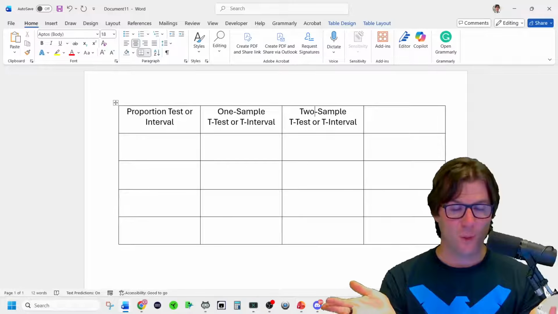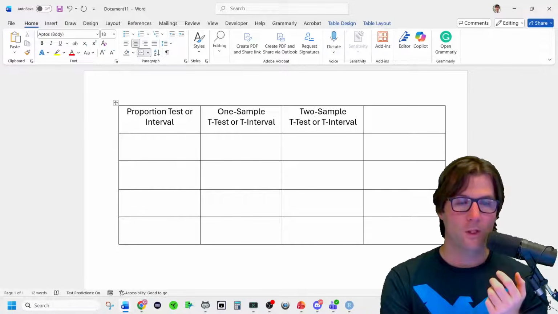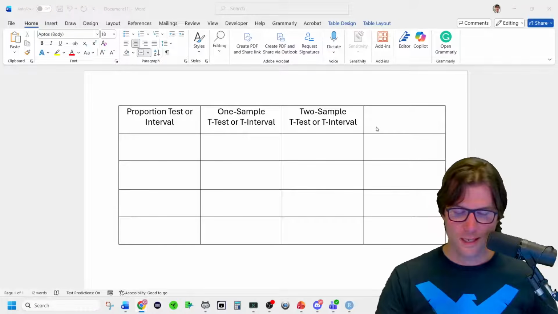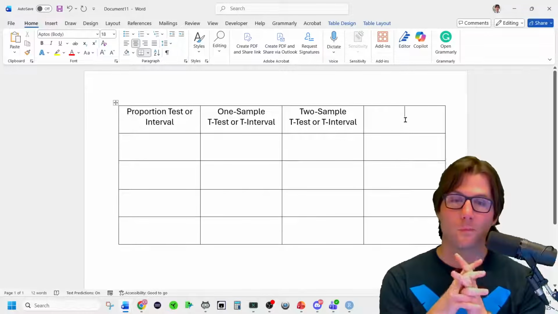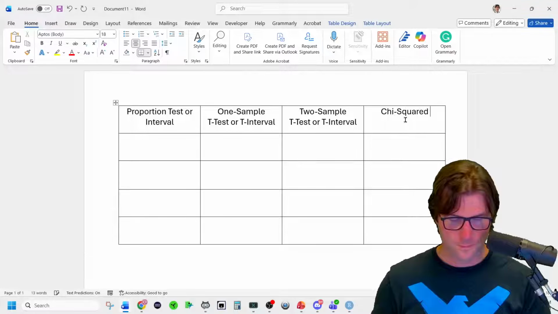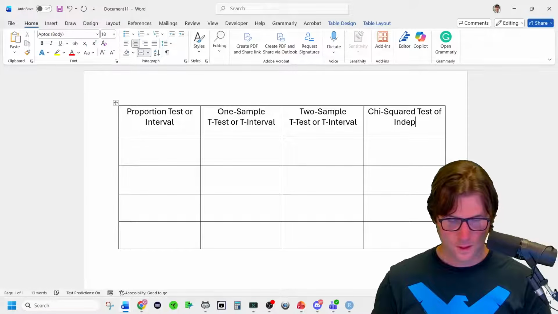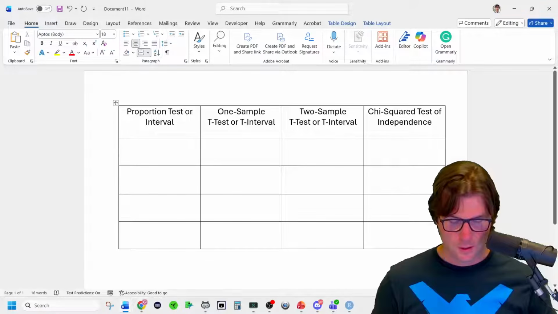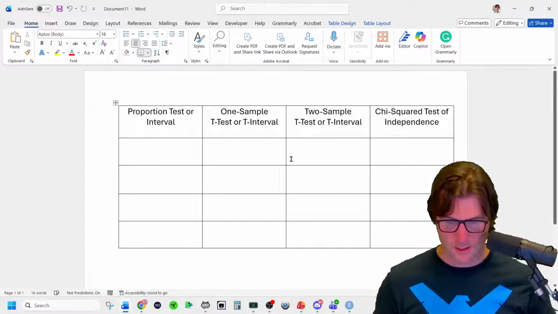Now, what is our last chapter we just completed? The chi-square test of independence. And it's really great to remember its full name because it helps with the null and alternative hypothesis for it. So we did the chi-squared test of independence.